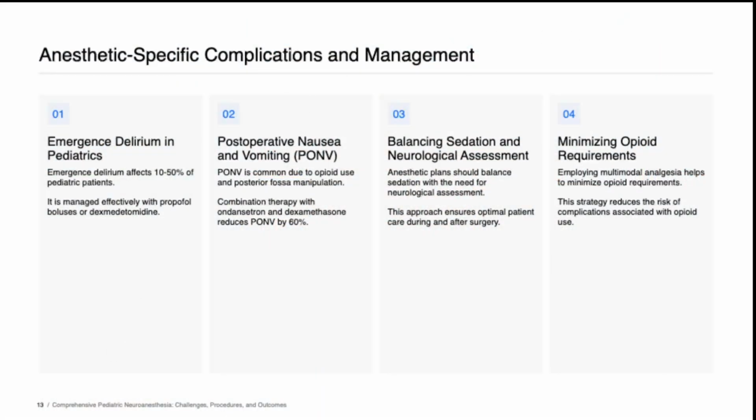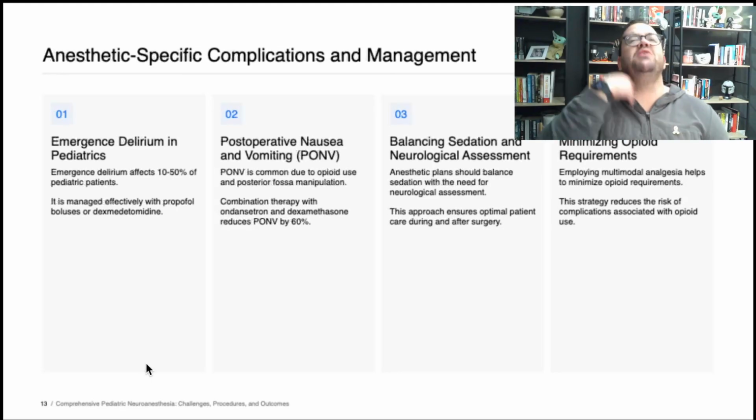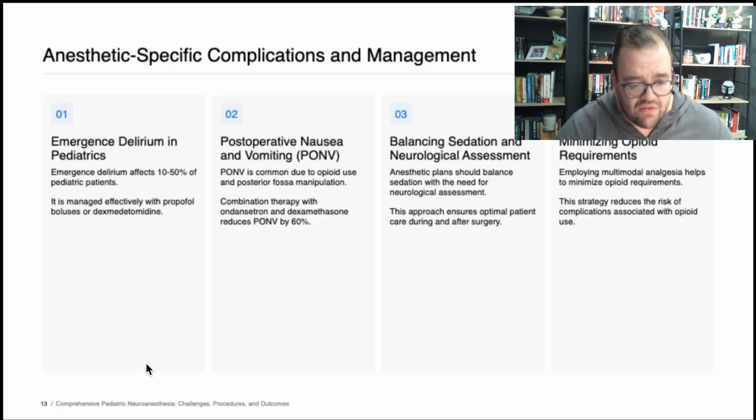And there's specific children that have it, and we're going to do a full talk on emergence delirium, but it's just something to keep in mind. Postoperative nausea and vomiting is a huge issue. They've got raised intracranial pressure, they've got neurological issues, they've got brain bleeds, they're on chemotherapy potentially, so they've got a lot of reasons to have PONV, and you really don't want them to be retching and straining and coughing and all of that. So they must get multiple levels of prophylaxis.